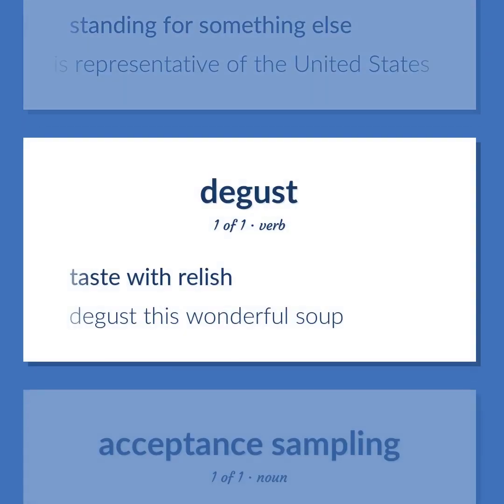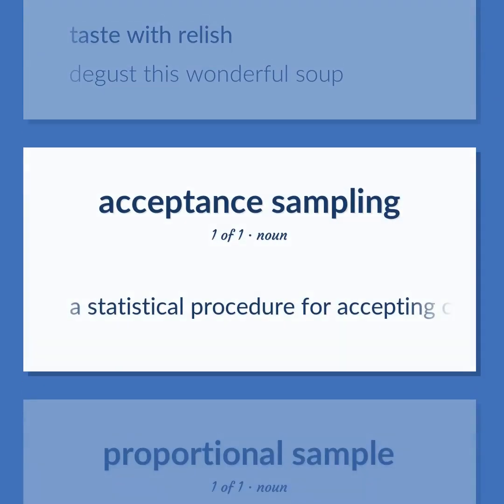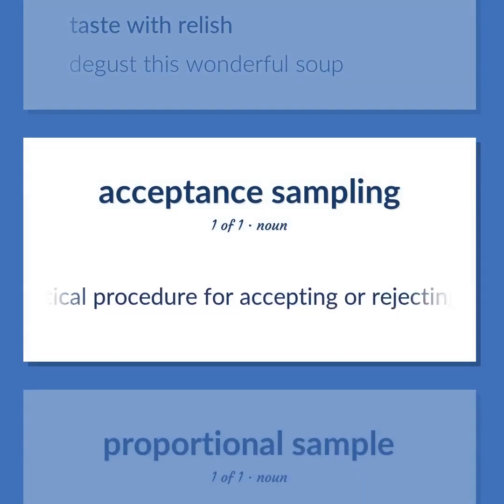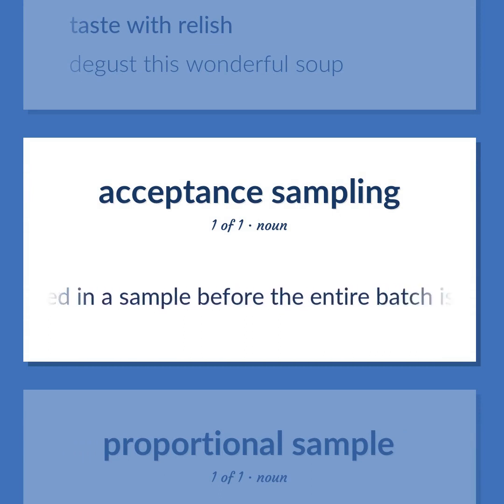Taste with relish. Degust this wonderful soup. A statistical procedure for accepting or rejecting a batch of merchandise or documents. Involves determining the maximum number of defects discovered in a sample before the entire batch is rejected.